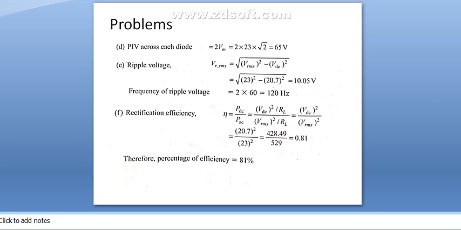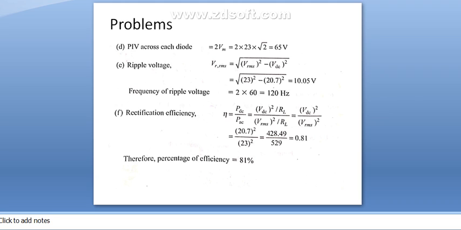Next, the peak inverse voltage across the diode is 2 Vm. So it becomes 65 volts. The ripple voltage is Vrms equals square root of Vrms square minus Vdc square. Substitute Vrms and Vdc values. So the ripple voltage is 10 volts. Then the frequency of ripple voltage is 2 into 60, that is equal to 120 Hz.